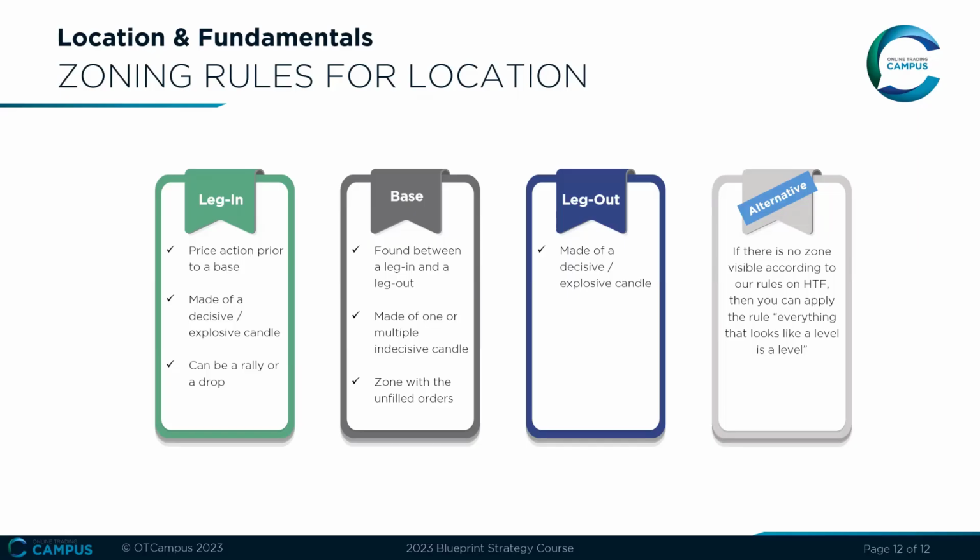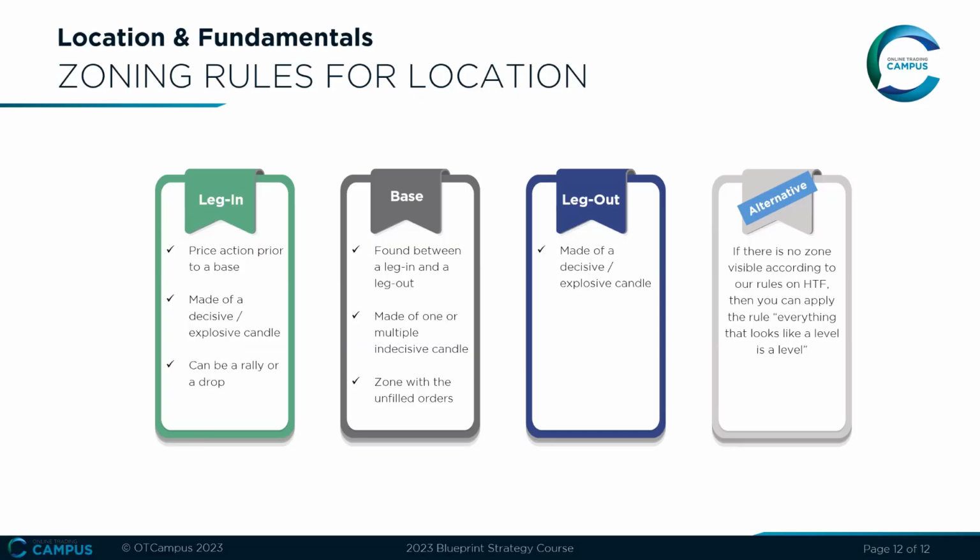The higher time frame leg out will be made up of only decisive candles. That's fine. You don't necessarily need to find explosive candles on the higher time frame, because as you look at the higher time frame, a monthly, for example, finding explosive candles is going to be really, really difficult. Once we find them, that's great, but we don't necessarily have to find them. So decisive candles on really high time frames will be enough. Ideally, of course, if we can, explosive candles, but it's not mandatory.